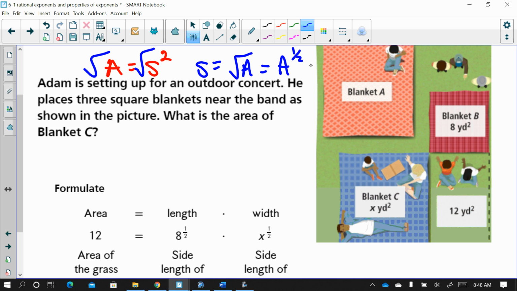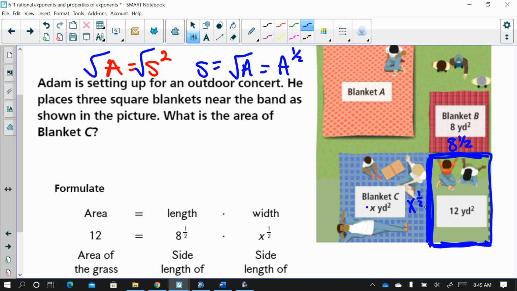So I'm looking for blanket C. Well, I don't know anything about blanket C, but I know this rectangle right here has an area of 12 yards. So I can find what x is, because I know this side is x, by using what I know. This area is 8, so this side would be 8 to the 1/2. This area is x, so the side would be x to the 1/2.